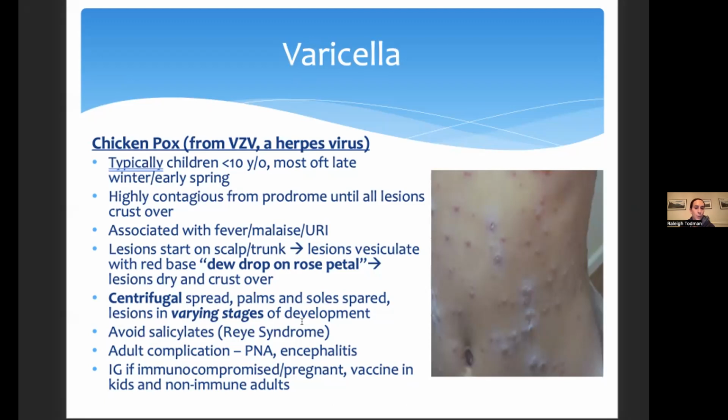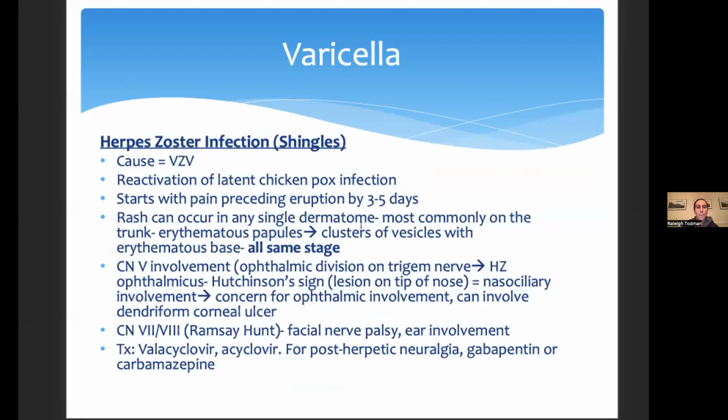Adults could get pneumonia or encephalitis from this. If immune compromised or pregnant, you will be given immune globulin. And people are now vaccinated, so chickenpox is becoming pretty uncommon to see. What we do still see is herpes zoster infection, which is shingles caused by VZV, and this is just a reactivation of latent chickenpox, generally.